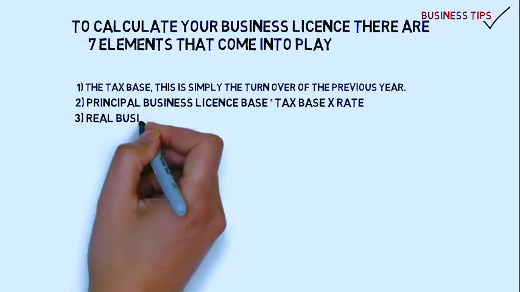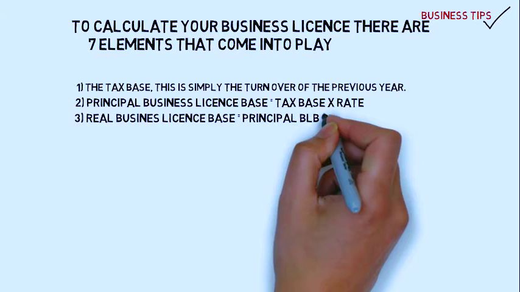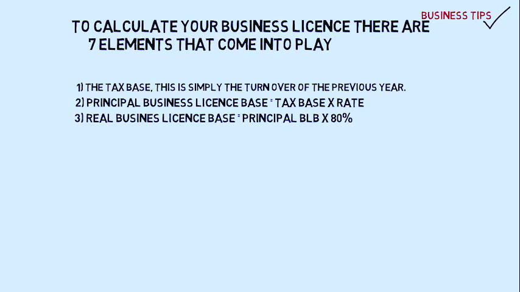The third element is the real business license base, which is 80% of your principal business license base. And they are actually using 80% because they want to reduce, or favor, the taxpayer. So they are taking 80% of your principal tax base to calculate your business license. That's before they apply the business license tax rate on it.